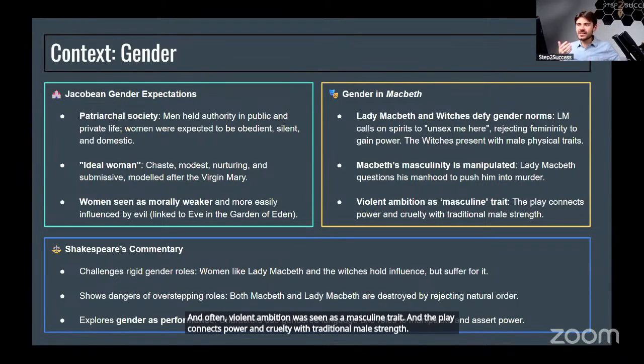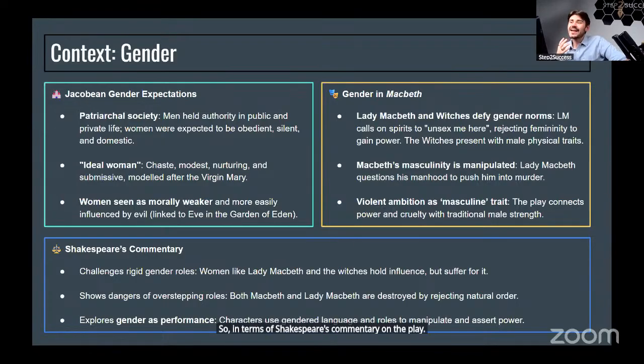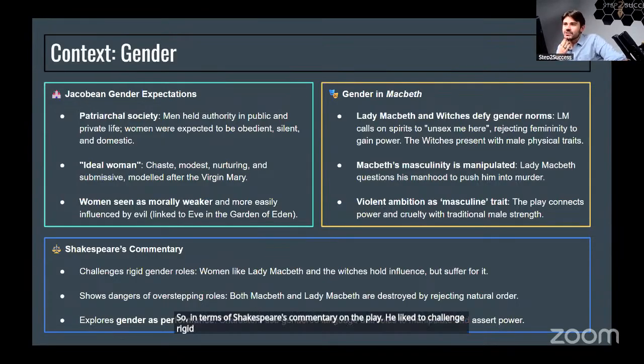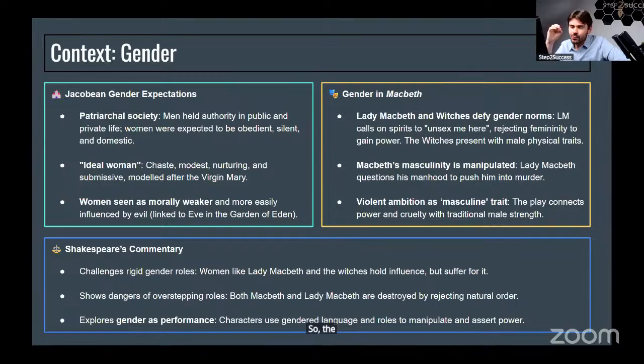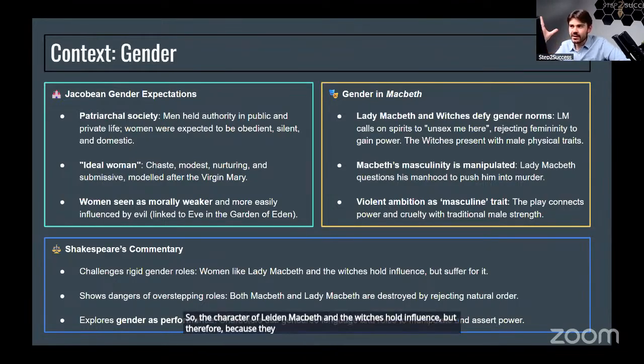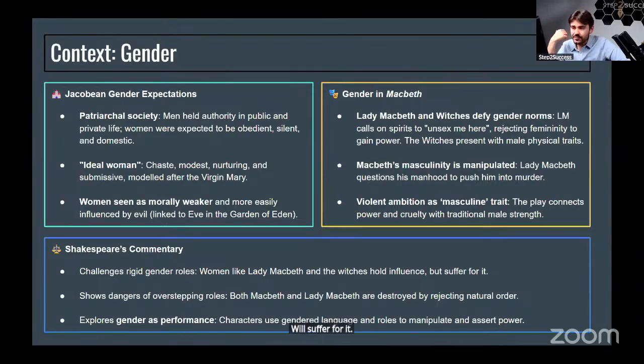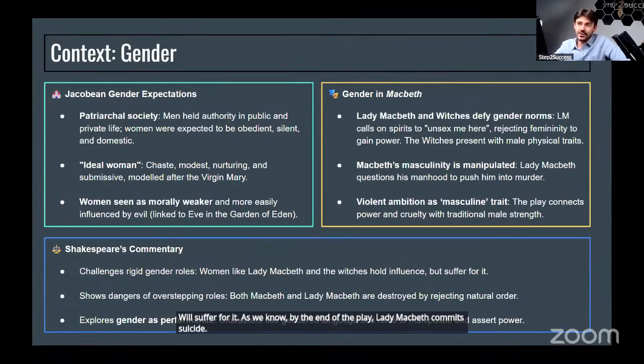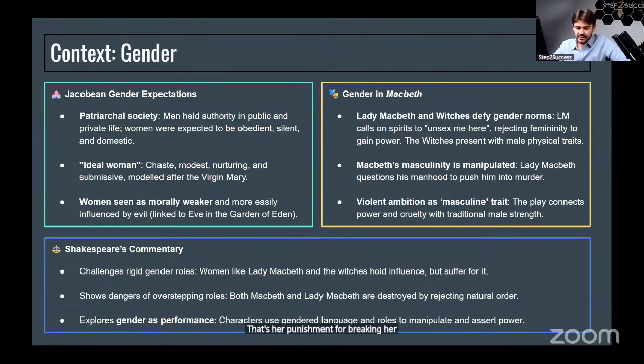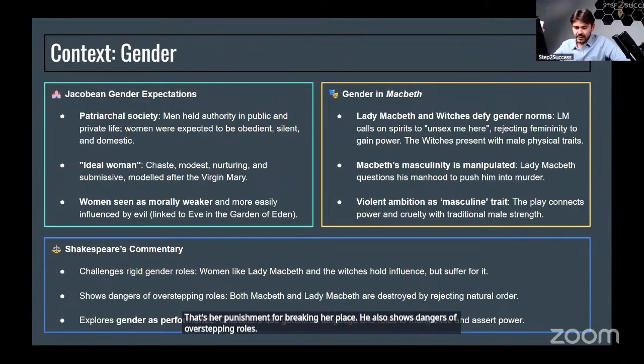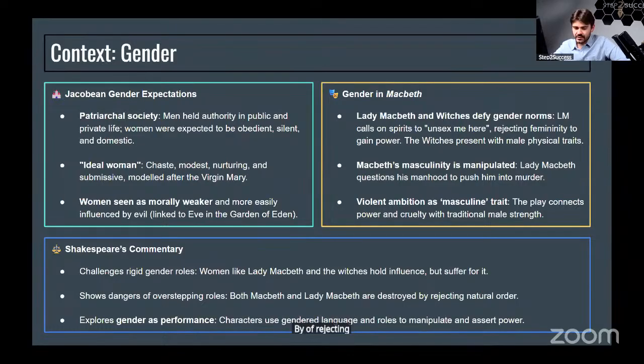So in terms of Shakespeare's commentary on the play, he likes to challenge rigid gender roles. The characters of Lady Macbeth and the witches hold influence, but because they've broken their place in the great chain, they will suffer for it. As we know, by the end of the play, Lady Macbeth commits suicide. That's her punishment for breaking her place. He also shows the dangers of overstepping roles, of rejecting the natural order, and he explores gender as performance.